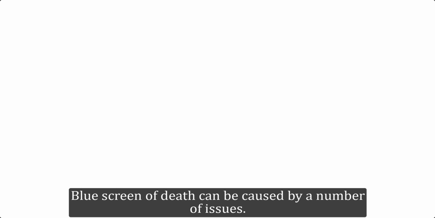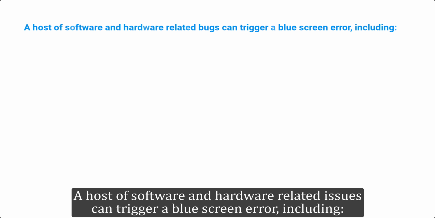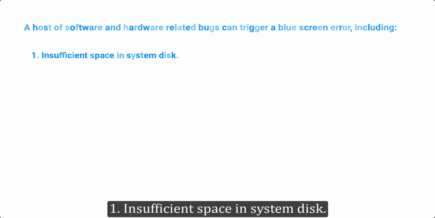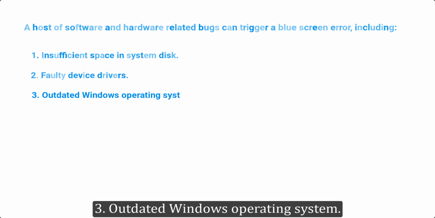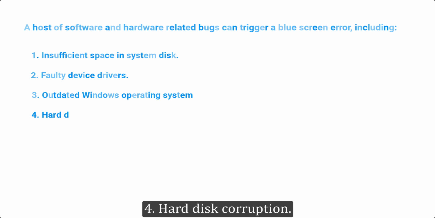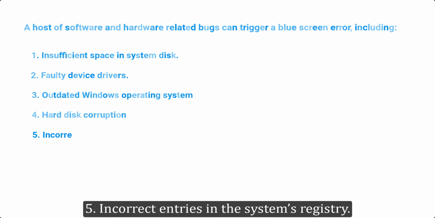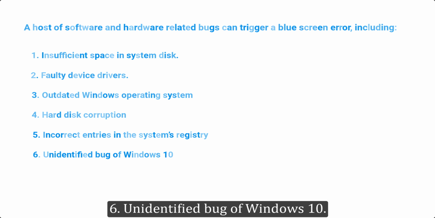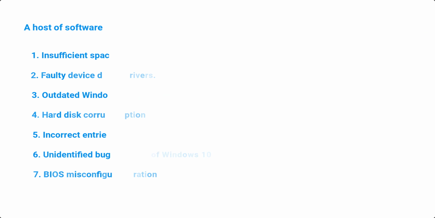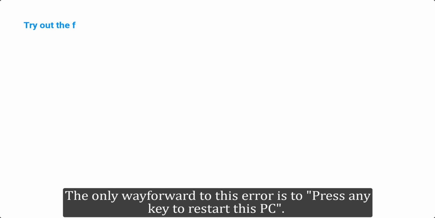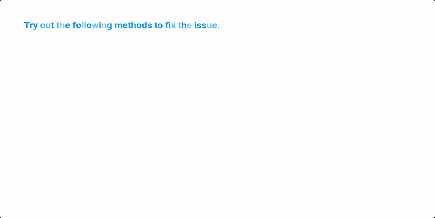Blue screen of death can be caused by a number of issues. A host of software and hardware-related bugs can trigger a blue screen error, including: 1. Insufficient space in system disk. 2. Faulty device drivers. 3. Outdated Windows operating system. 4. Hard disk corruption. 5. Incorrect entries in the system's registry. 6. Unidentified bug of Windows 10. 7. BIOS misconfiguration. The only way forward with this error is to press any key to restart this PC.